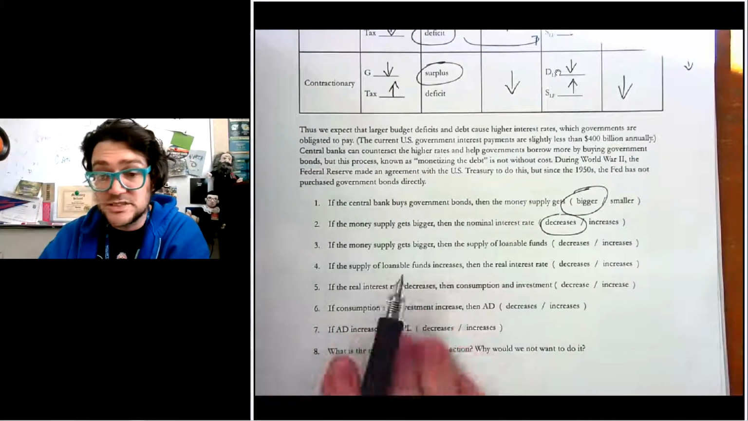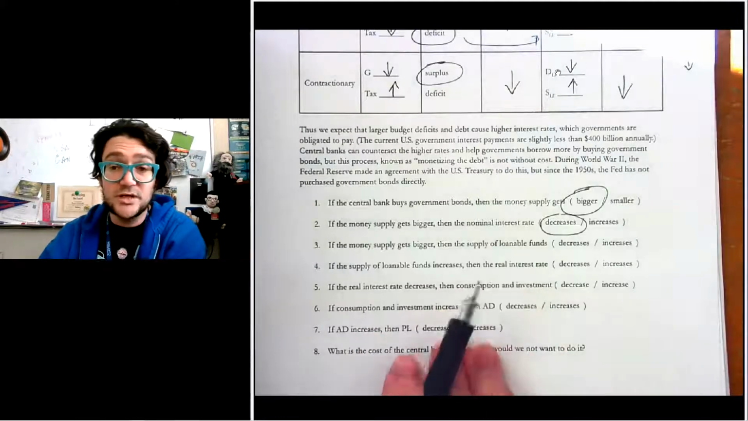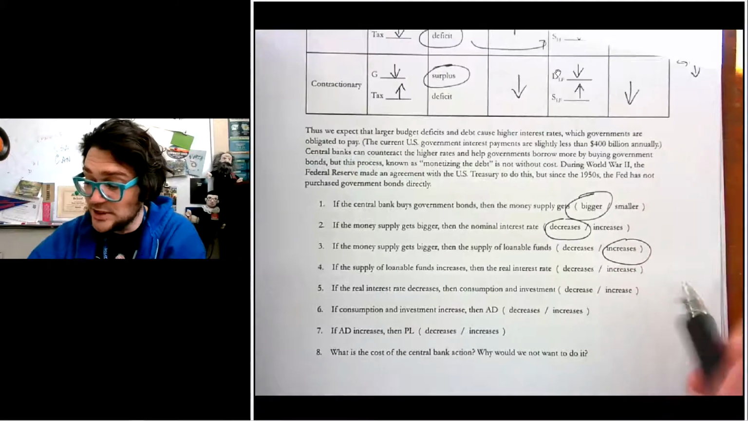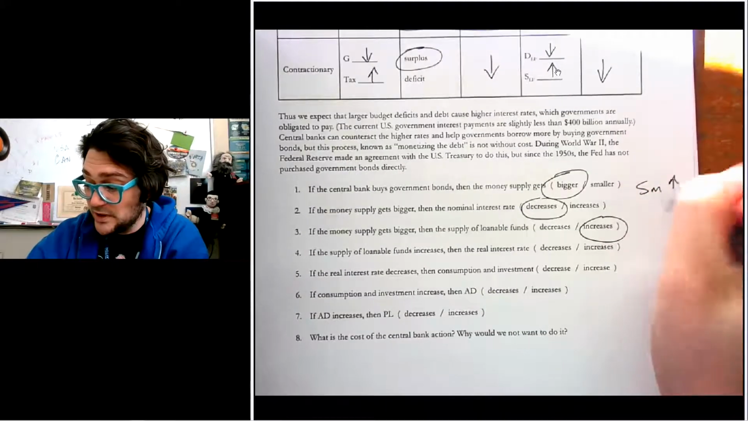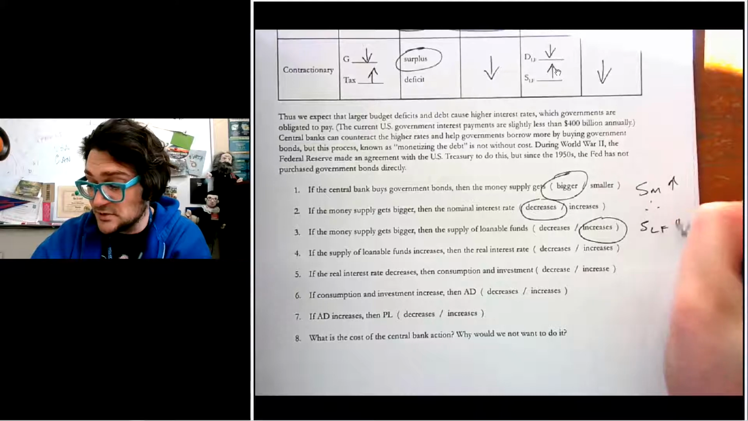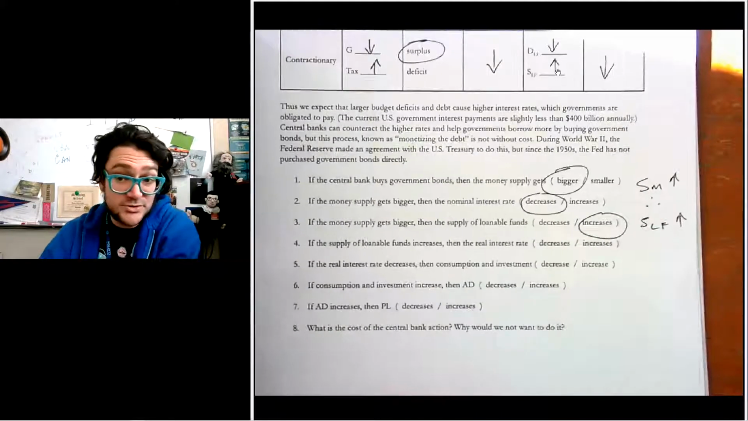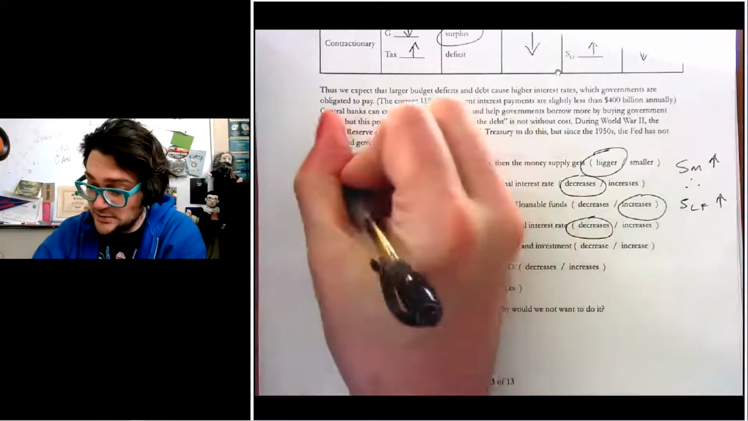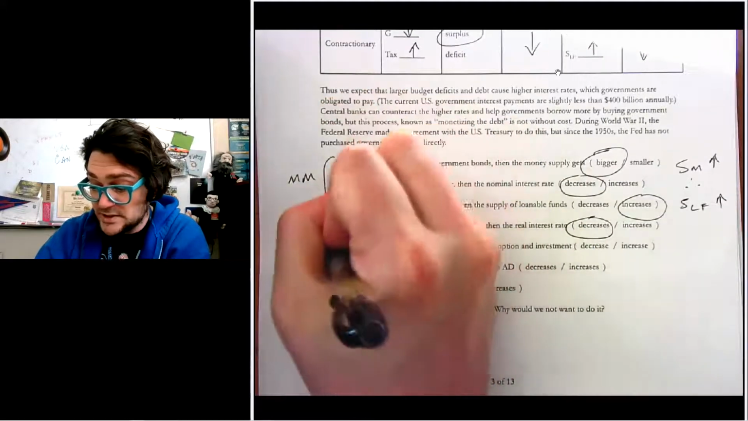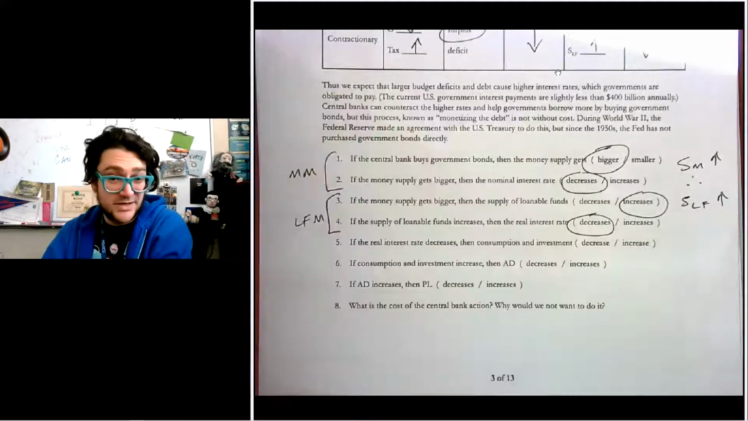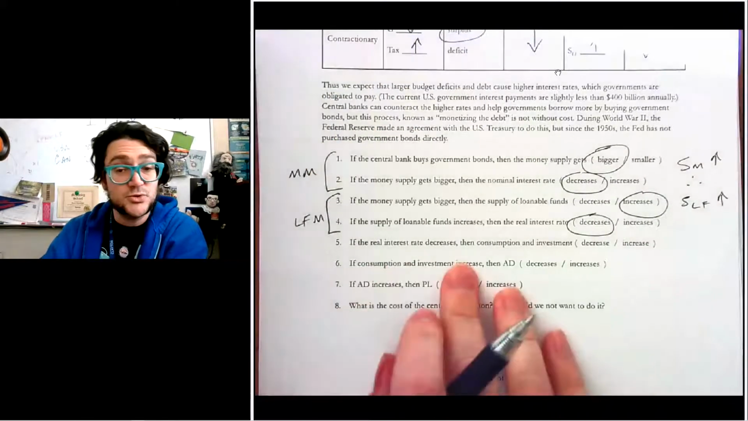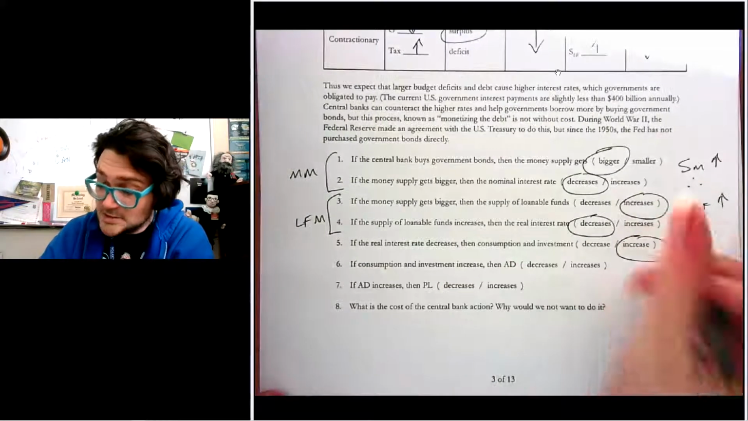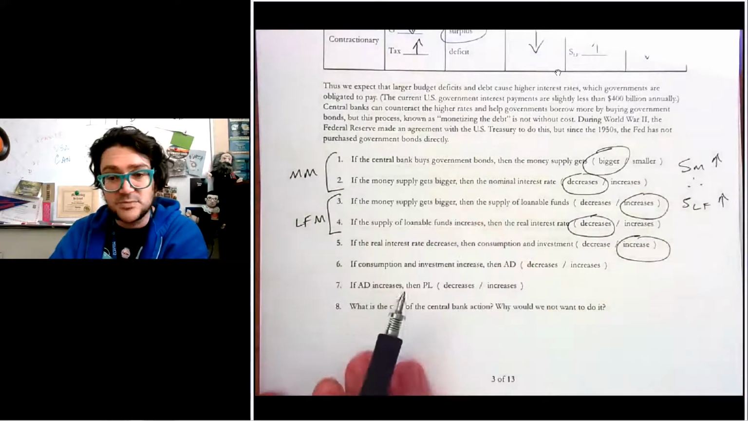If the money supply gets bigger, the supply of loanable funds should increase. So we have this kind of connection between, the supply of money goes up, therefore we'd say supply of loanable funds goes up. If that's true, then the real interest rate should go down, just like the nominal interest rate would go down in the money market, right? So this one is the money market, and this one is the loanable funds market, thinking about two different markets there. If real interest rate goes down, then what happens to consumption and investment? Well, they're going to go up. And that's probably the whole point of the government buying these government bonds.